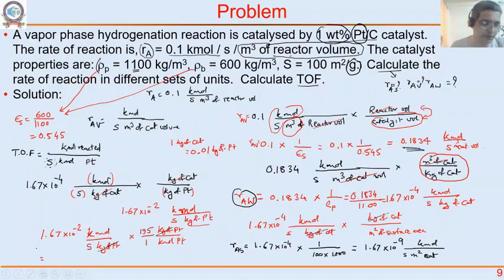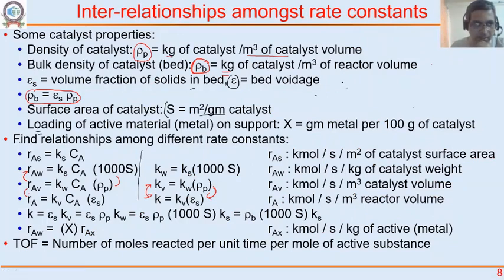So this would be 1.67 into 10 raised to minus 2 multiplied by 195. How much is that? This is 3.26 kilomoles per second per kilomole of platinum, isn't it? So that's our turnover frequency, 3.26. We don't write kilomole reacted per second per unit kilomole of the active metal. We just say 1 per second. That's our turnover frequency. What we have done is related all these things to the turnover frequency.